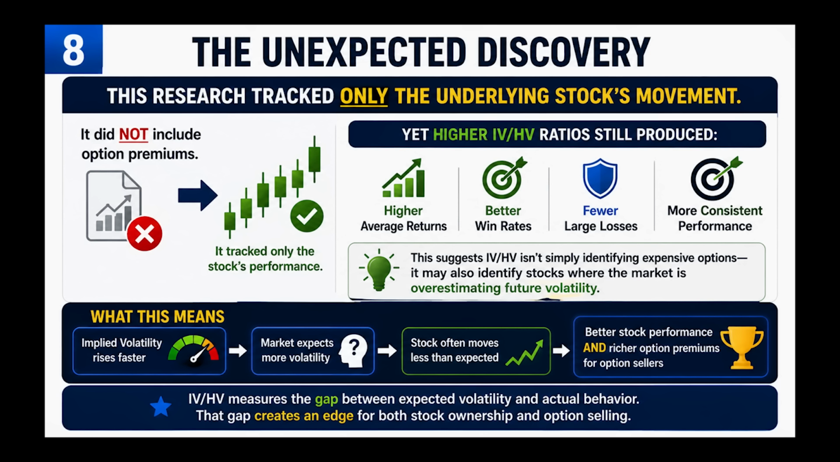One last thing to share was an unexpected discovery that occurred while doing this research. What has surprised me most about the relationship showed up even before considering option premium. My research tracked only the movement of the underlying stock, yet stocks with higher IV by HV ratios consistently produced better stock performance for the Bull Strangle strategy. That suggests that this relationship isn't simply identifying richer premiums, it's also identifying stocks where the options market is overestimating future risk. That's a much more compelling finding because it isn't dependent on option pricing.